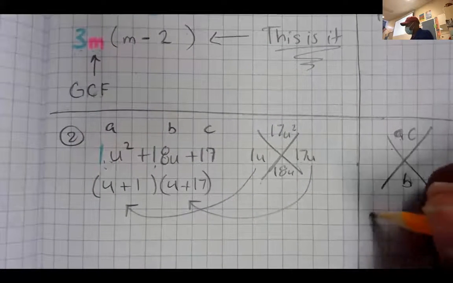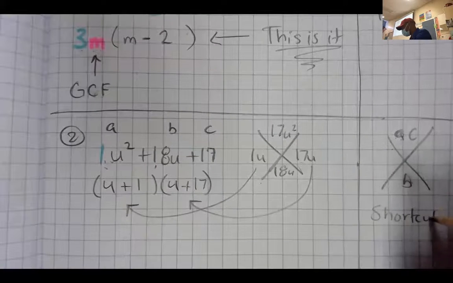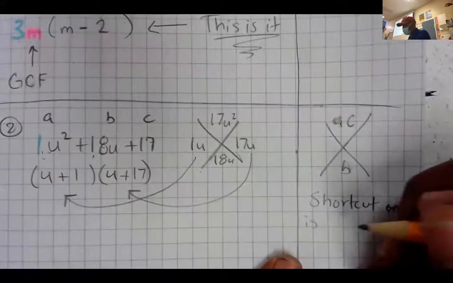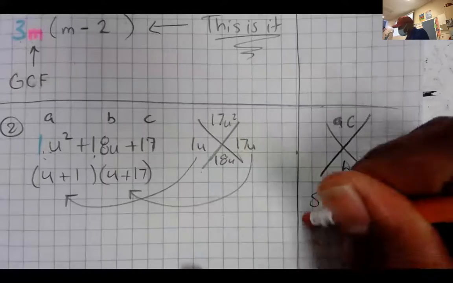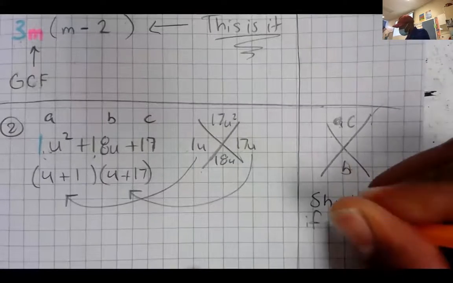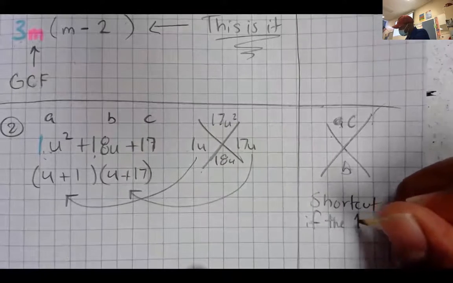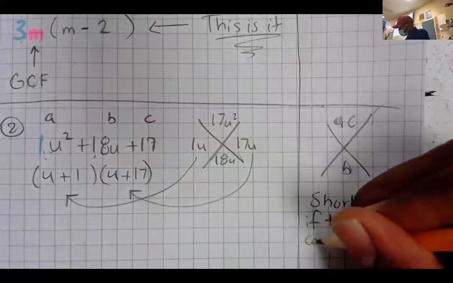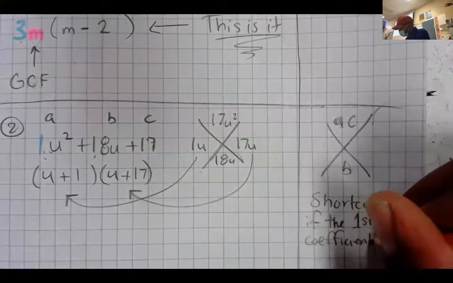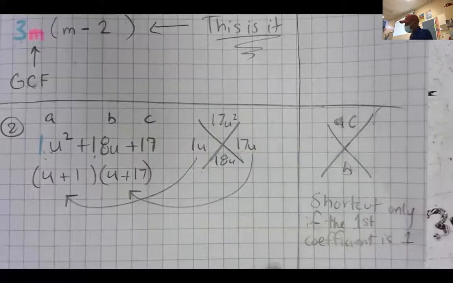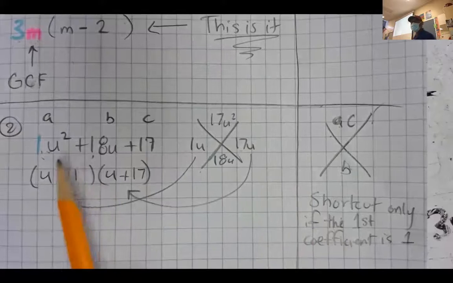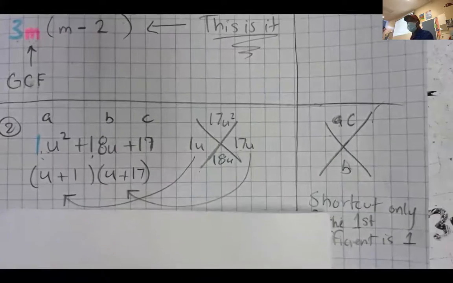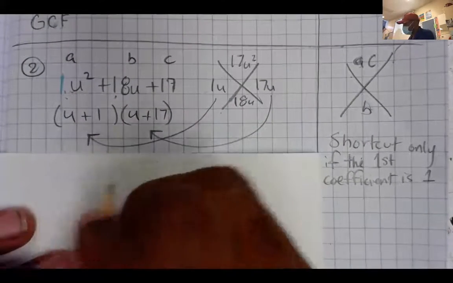Okay. So the shortcut only if the first, or leading, coefficient is 1. So I can do the shortcut as long as that first number is 1. Once you get used to that, it starts to get a whole lot easier.